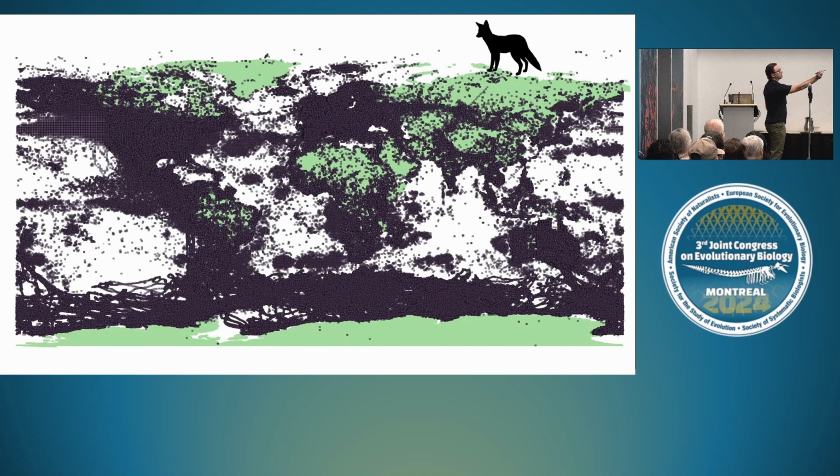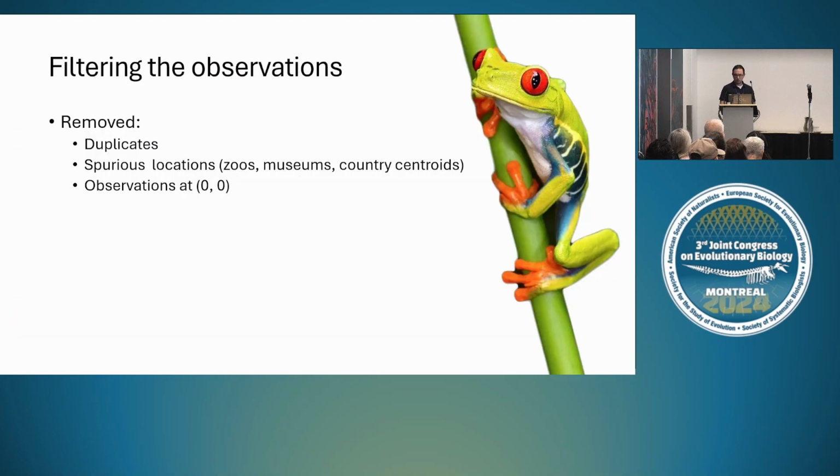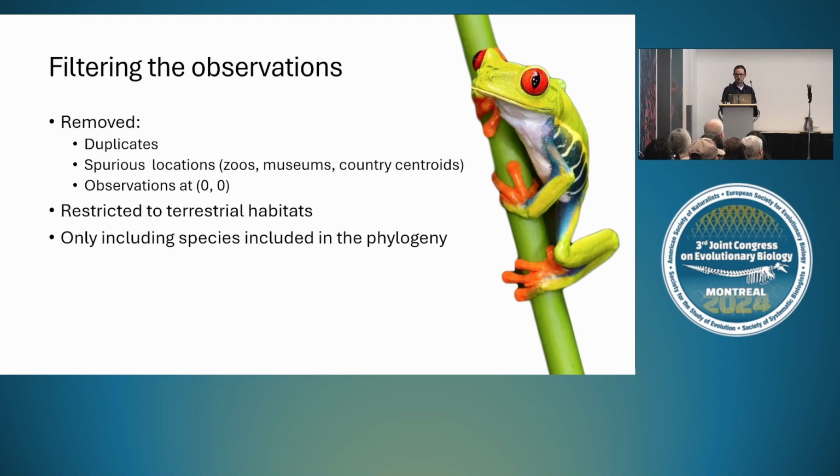We have some weird things happening up here in the North Pacific. We've got a whole line of things that are just stuck right along the equator. So we've done some filtering. We filtered to remove duplicates, suspicious observations, things that were tagged at like zoos or museums or things like that. We've also removed things that are stuck at arbitrary locations, like the intersection between the equator and the prime meridian. For this project, we've also restricted our focus to terrestrial habitats.